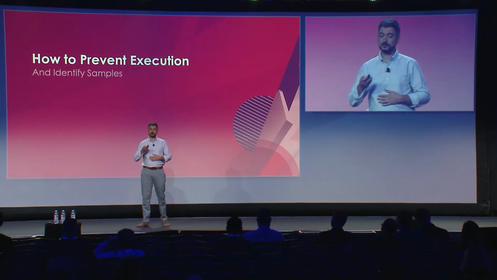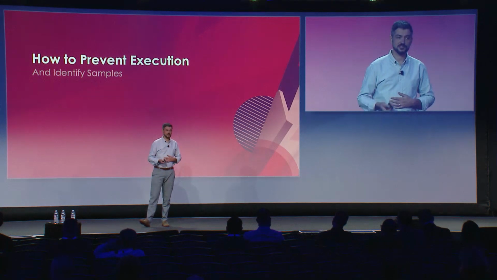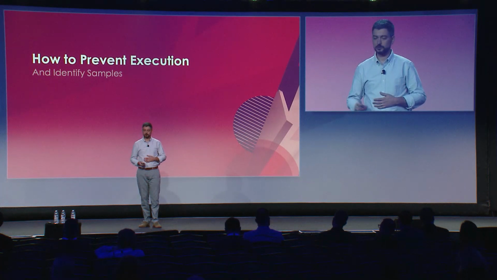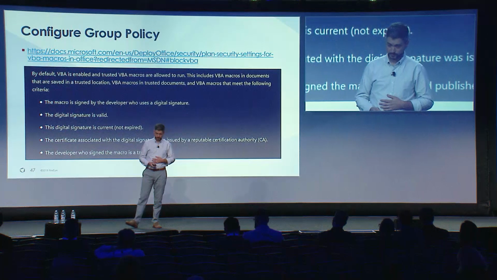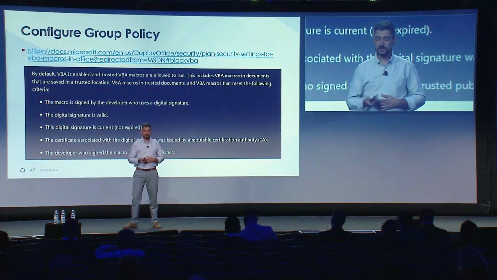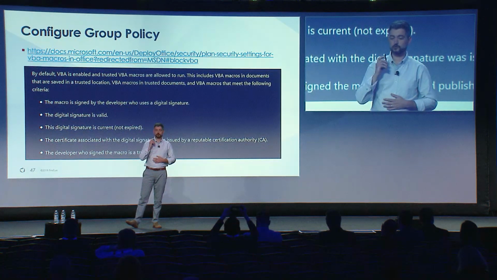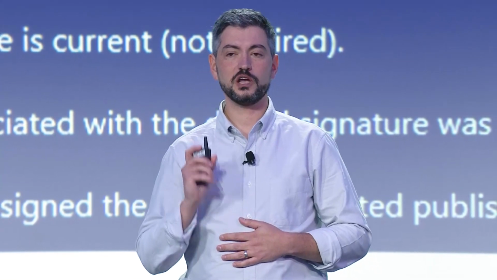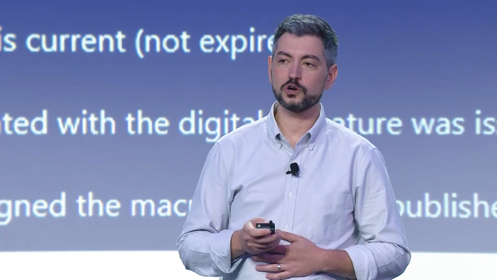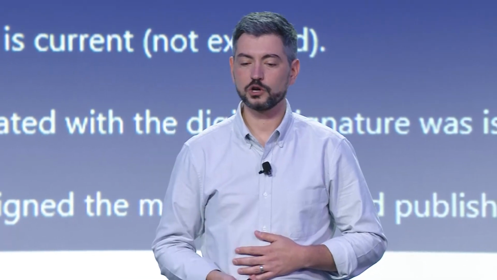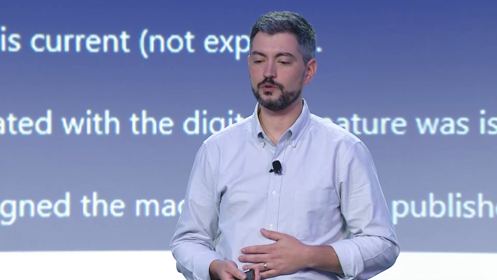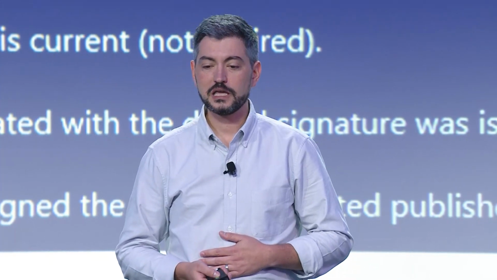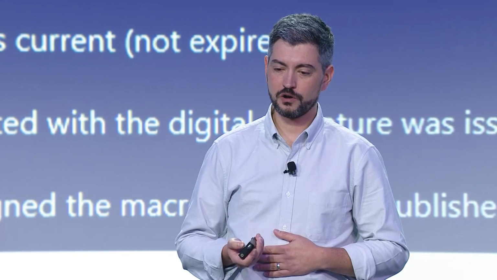So how do I either stop these from running or at least identify samples that have certificates I'm interested in, in my environment and in public repositories? For VBA macros and Office documents in general, there are very well documented group policy objects for anybody that's administering an environment where you need to run trusted macros. I would encourage researching this and making sure that you have the most stringent policy in place possible for your environment to allow business operations. If you do not need macros, just turn them off.